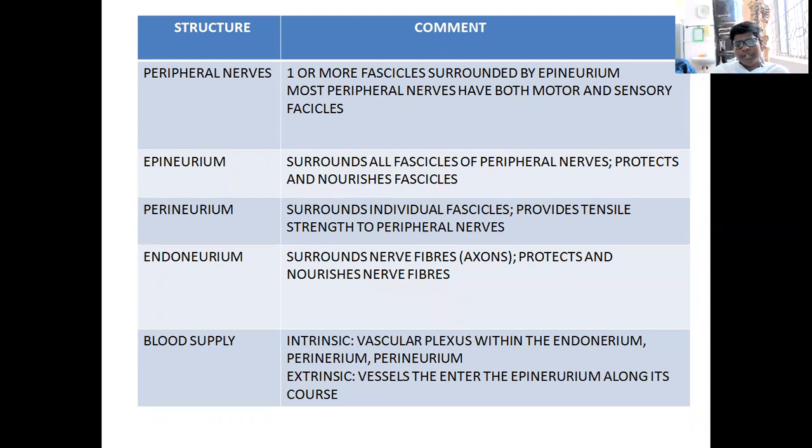Then perineurium surrounds individual fascicles, provides tensile strength to the peripheral nerves. Then endoneurium surrounds the nerve fibers, protects and nourishes the nerve fibers. Then the blood supply, it's intrinsic, vascular plexus within the endoneurium, perineurium, and the extrinsic vessels that enter the epineurium along its course.